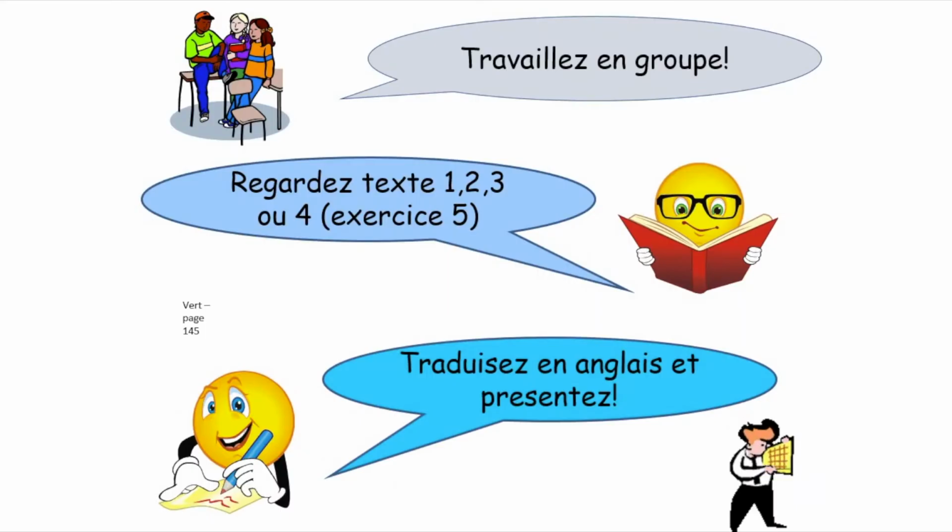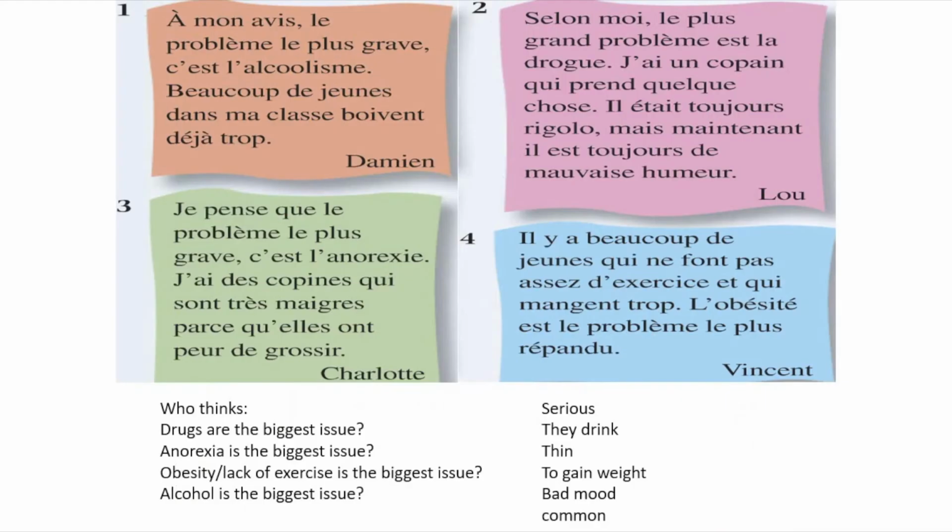Okay, next one. Ignore the part that says travailler en groupe. We can't do this because we are not in each other's houses. So there are going to be 4 texts, and you just need to answer these questions. So you've got Damien, Lou, Charlotte, and Vincent. These are 4 young people who are telling you now about the problems that they face. Not necessarily smoking as such. There's other things in there.